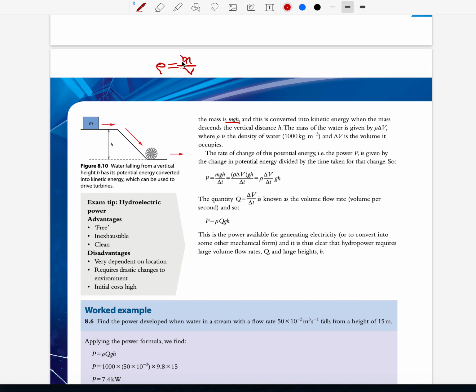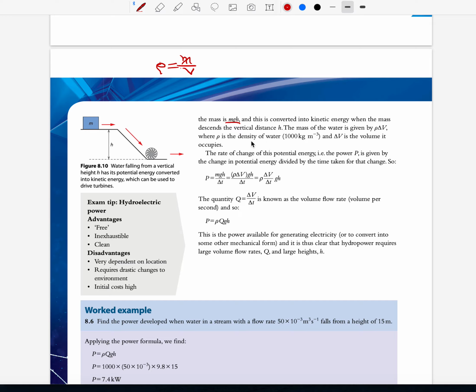So I will write the mass as density times volume. And then I will say, how fast is this energy converted? Well, it's mgh divided by time. This is power. Instead of the mass, I will say mass is density of water times the volume.